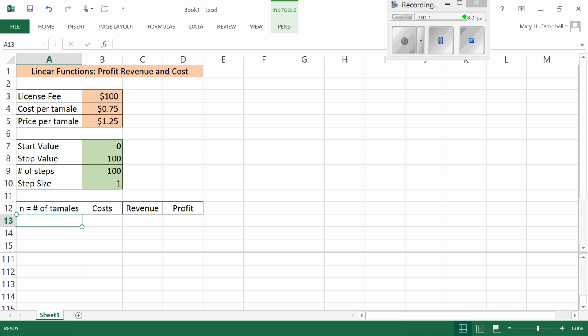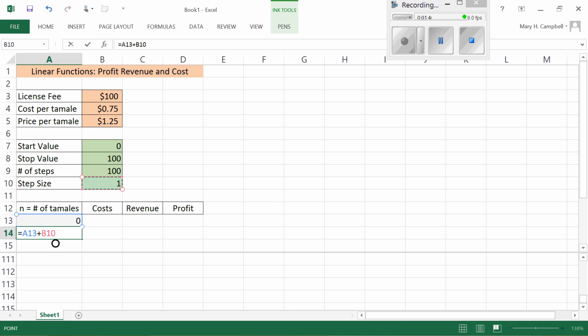Now to set up our table, n is going to be the number of tamales, that'll be our independent variable, and then our cost, revenue, and profit functions will all be functions of the number of tamales. So we're actually going to end up with a graph with 3 lines on it. Now our number of tamales, we're going to start with our start value. So we want that to be equal to B7. And then our formula to complete the rest of the table will equal the row above, which in this case is A13 initially, plus our step size.